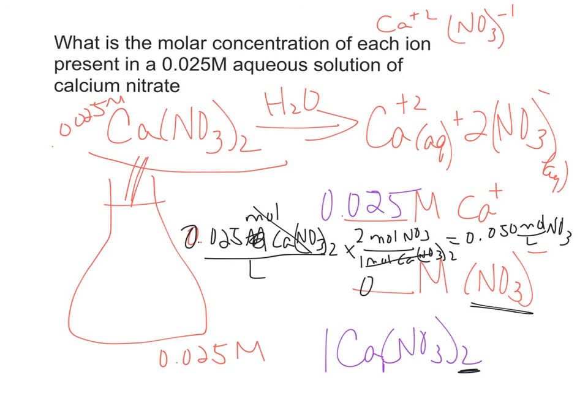So the concentration of the nitrate is 0.050 molar, or 0.050 moles per liter. And this 0.05 is twice, or double, what the concentration of the calcium was, because your number of nitrates, I'm circling it, this 2, is double, your 2-to-1 ratio. So you'd have twice as many nitrates for every calcium ion that you have.